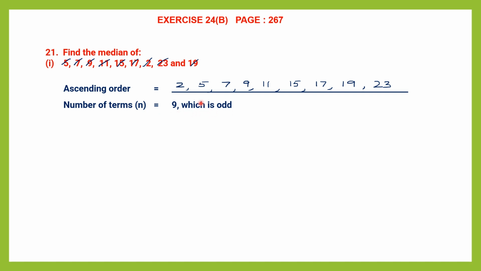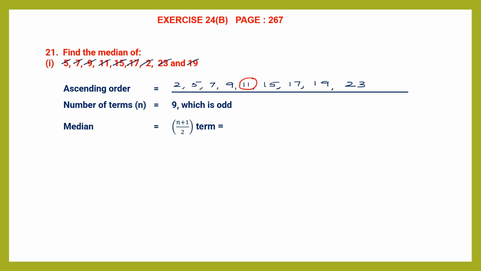Now this is what we need to do. First write in ascending order, count the number of terms and then see whether it is odd or even. Because if it is odd, there is a particular formula. If it is even, there is another formula. Find the median. Now we use the formula n plus 1 by 2 and that term. It's not n plus 1 by 2 the number, it's that term. So let's substitute n with the number of terms. So that will be, the number of terms is 9. So that will be 9 plus 1 by 2 term.